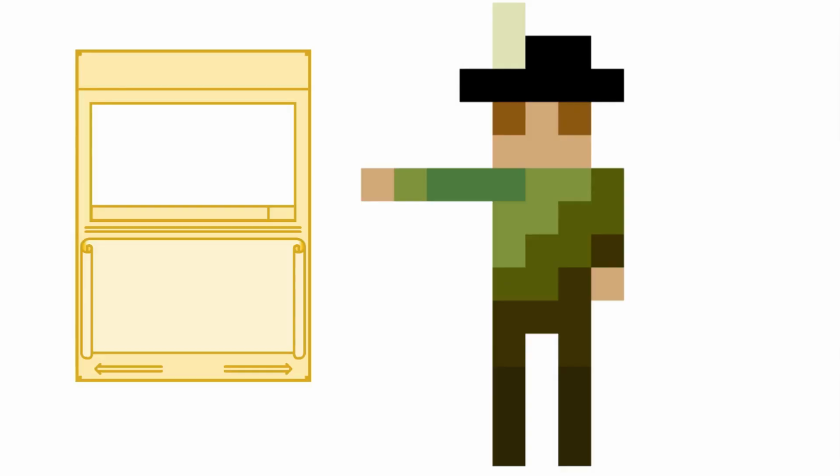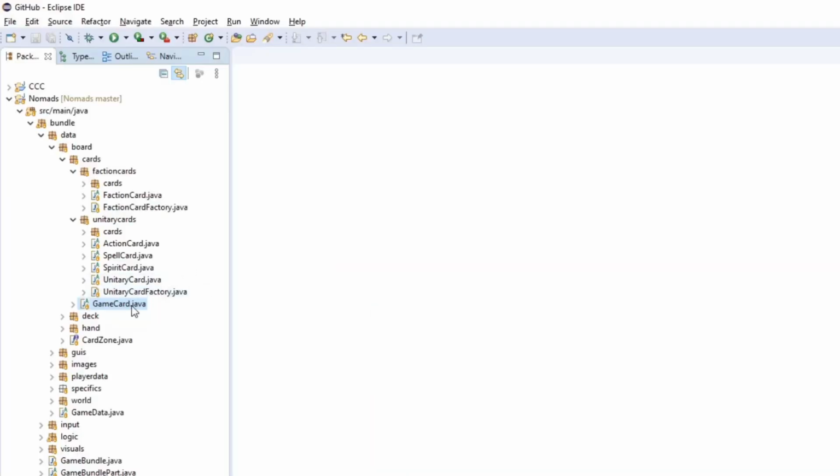So far, we've just been doing your basic 2D game stuff. So today, you should be excited. We're programming the basic structure of cards into Nomads. So intuitively, to add cards into Nomads, we're going to need a GameCard class.